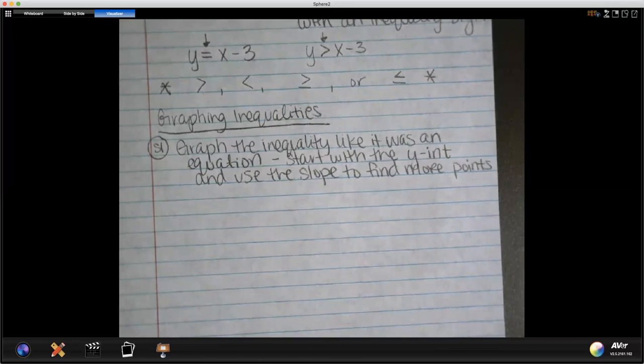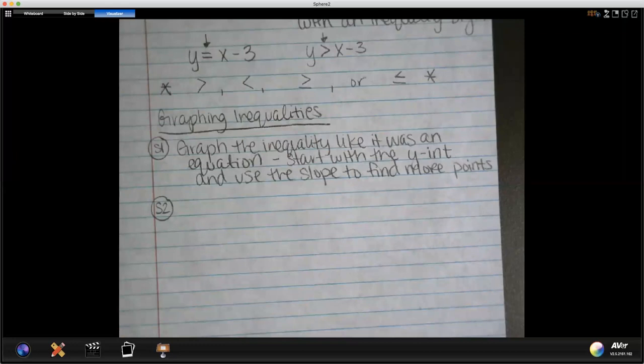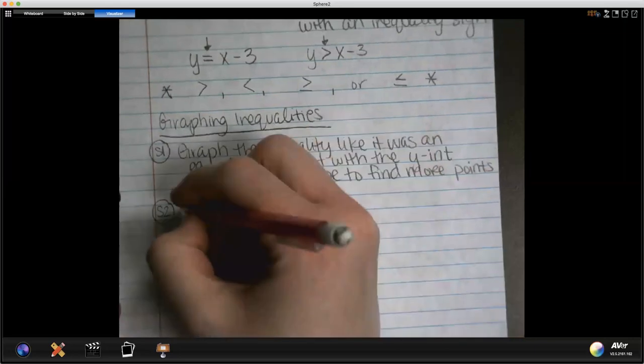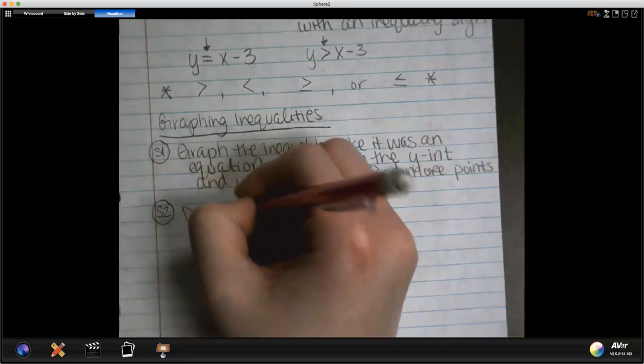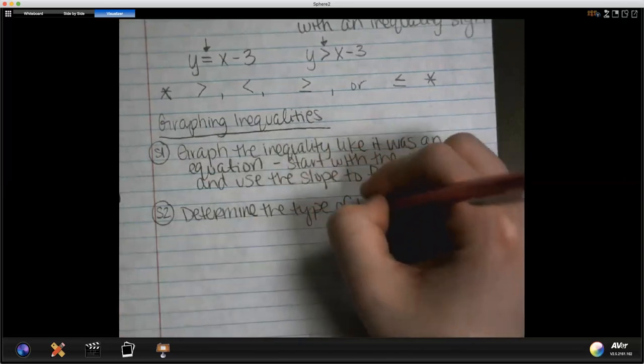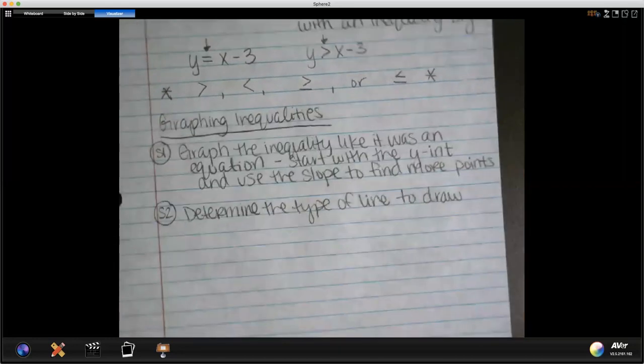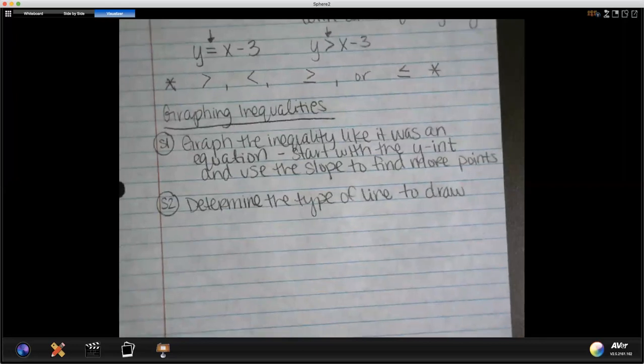Step 2 and step 3 is where it differs just slightly. In step 2, however, normally once we have all those points, what do we normally do in an equation? Draw a line. However, because it's an inequality, we have two different types of lines that can be drawn. So you have to determine the type of line to draw.